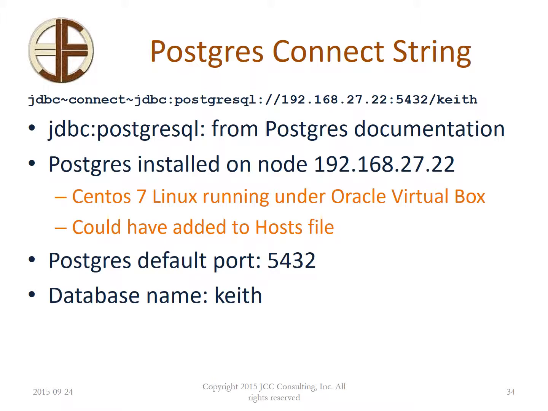One of the hardest things when working with JDBC is to figure out the correct connect string. So you have to go looking through the documentation to find that for Postgres, the connect string is JDBC:PostgreSQL. The target in this case is an IPv4 IP address, 192.168.27.22. That's the Linux machine where I have Postgres installed. The default port is port 5432, and the database name I created on Postgres is called Keith.